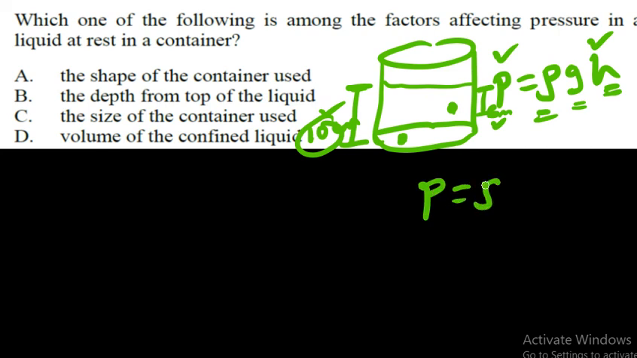From the formula you can discuss this issue. Pressure is equal to rho g h. So the h matters. The other one is the density. Different liquids do have different densities. For example, water and oil don't have the same density. If the liquids are the same, only the height will affect. So the pressure is affected by the density and the height.